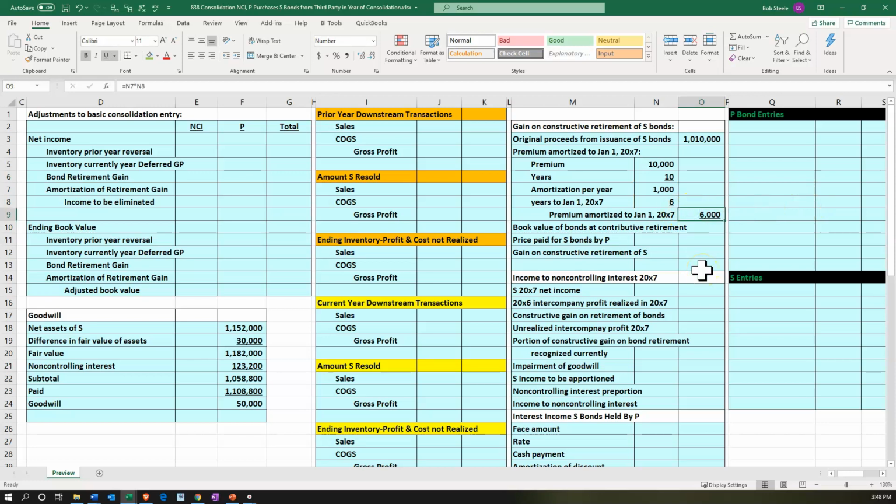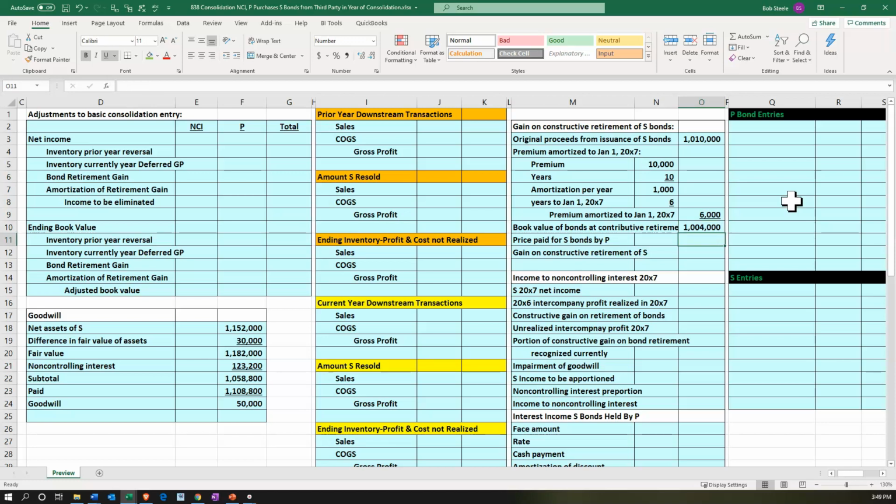So we have 6,000 as the premium amortized to January 1st, the point in time that P made the purchase, that intercompany kind of purchase from a third party. Here's the book value at the point they were distributed at the premium, minus the 6,000, which is the amortization of the premium up to the point in time that P purchased the bonds from the third party, and we get the 1,004,000. So that's how much you would think the bonds would be worth at the point in time that P purchased them from the third party.